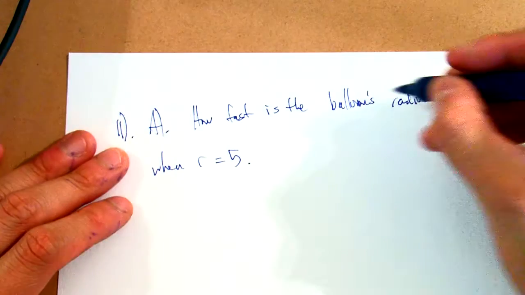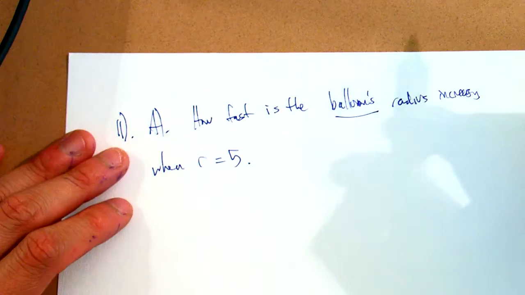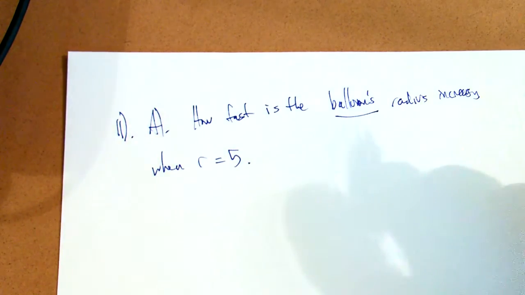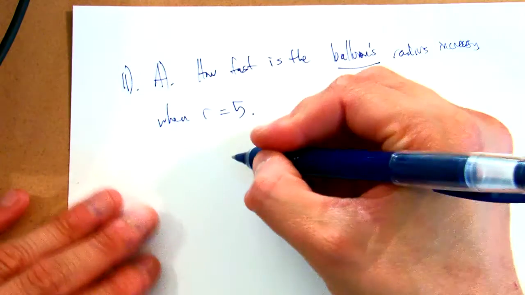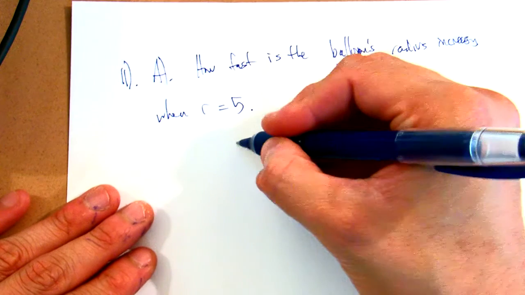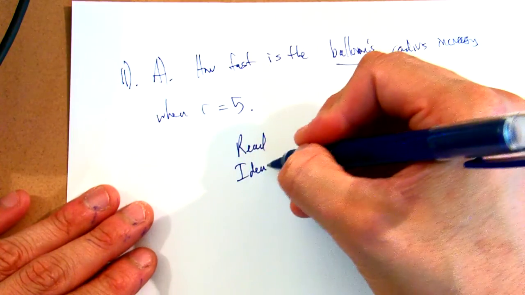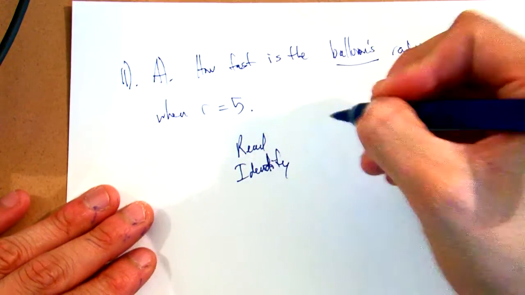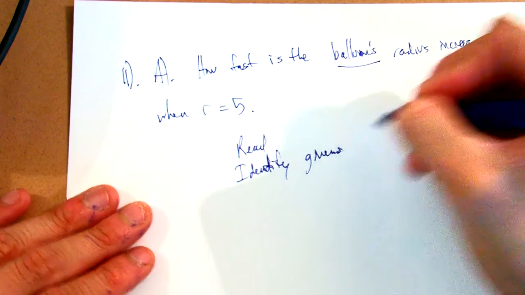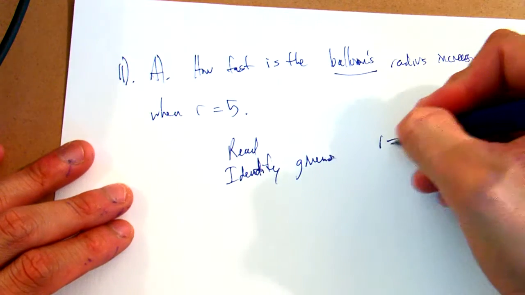So first of all, in the beginning, it even gives us the rate, 100 pi feet cubed per minute. So the first thing is we read it. We need to identify givens. What are the givens? r is 5. What else?